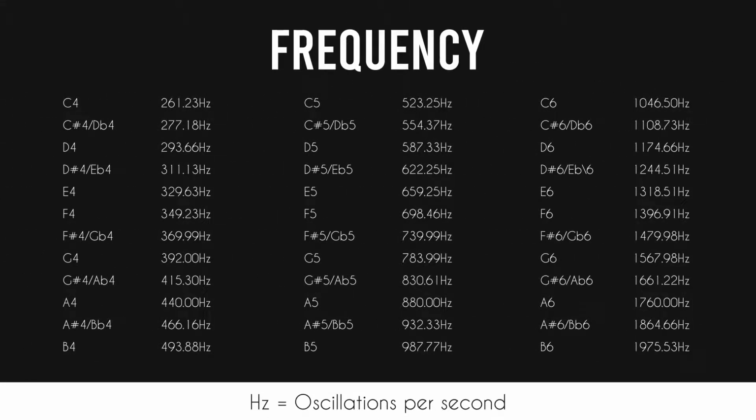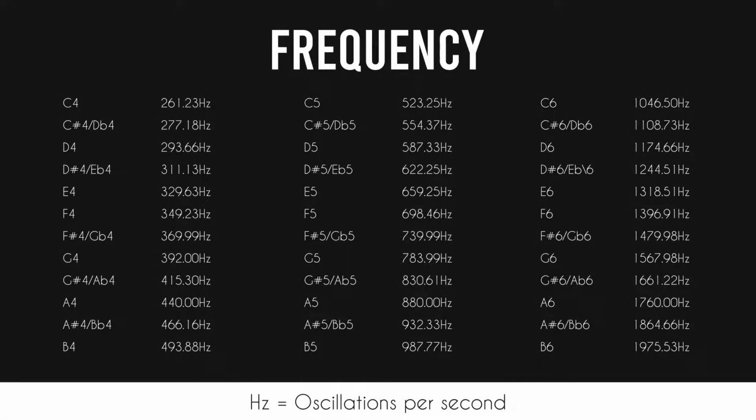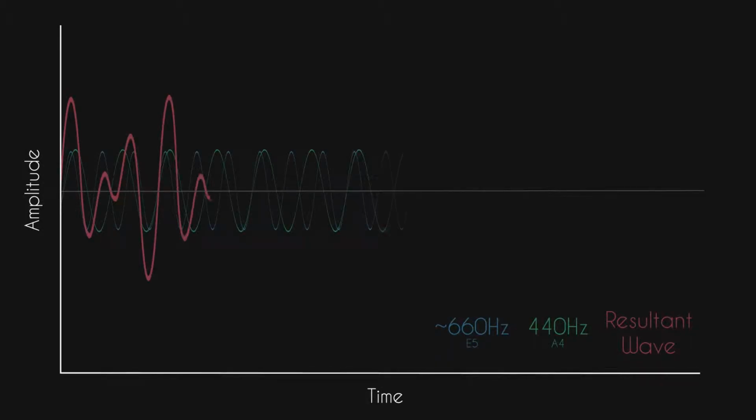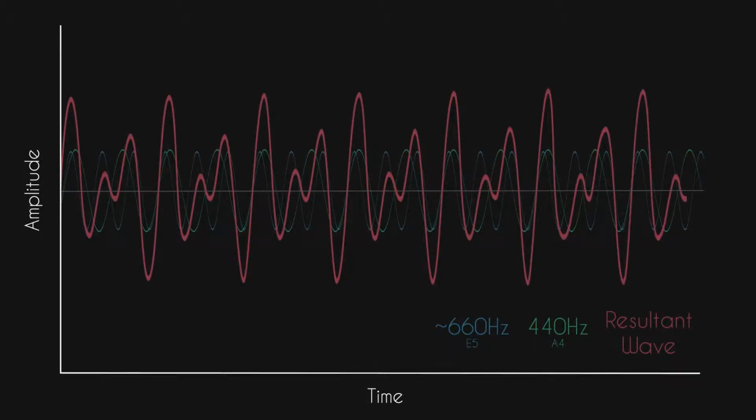If we have two notes of different frequencies played together at the same time, then wave interference causes certain parts of the two sound waves to cancel out or add up. For example, if we play the note A from the 4th octave, which has a frequency of 440 Hz, and the note E from the 5th octave, which has a frequency of close to 660 Hz, the resultant wave looks like this. Different frequencies with specific ratios is what produces harmonics.